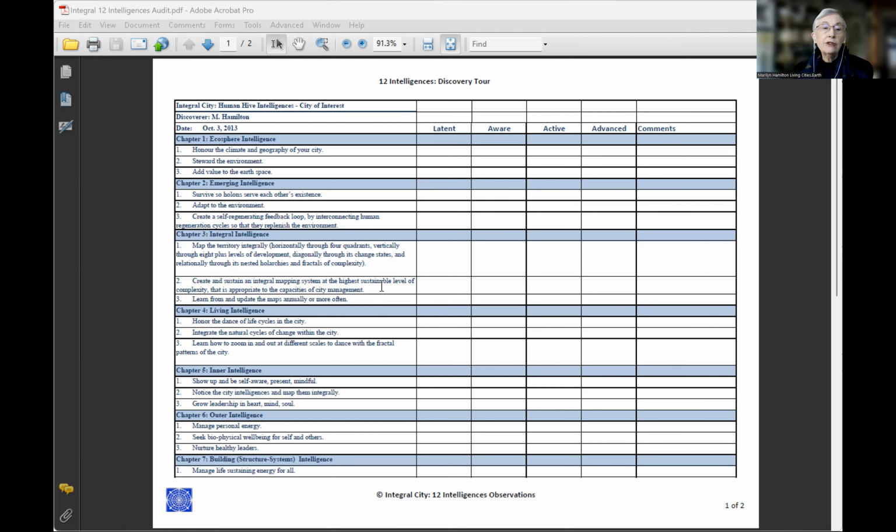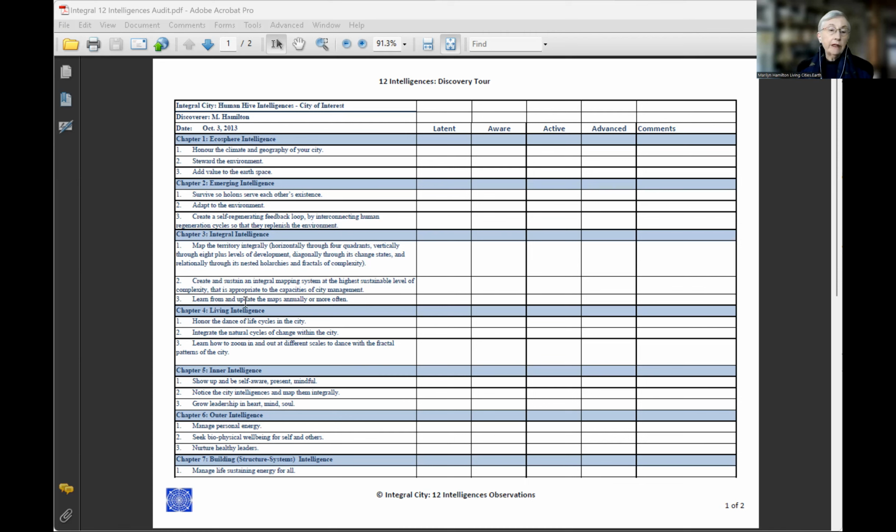Integral thinking that is required for integral intelligence requires the capacity to think in systems. So if you can see evidence in your city management that they can think in systems and be able to see all of the living systems alive and functioning in the city, then you may have some reason for scoring this as evidence as being either aware or active.